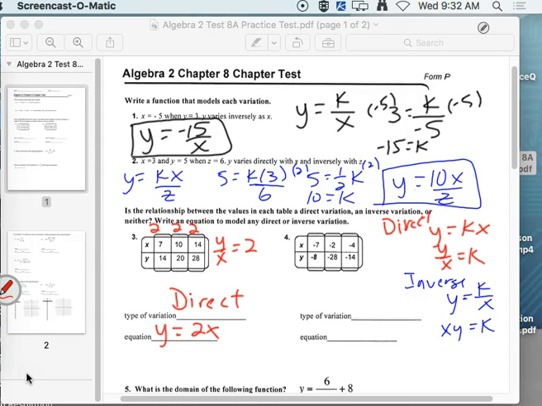Alrighty. Anybody seeing a pattern yet for 4? Do you get 56 every time? -7 and -8 is 56. 4 and 14, that one took a little while, right? Because it's like, wait a minute, is that 56? Yeah. It is 56. So, what type of variation is this? It is inverse.